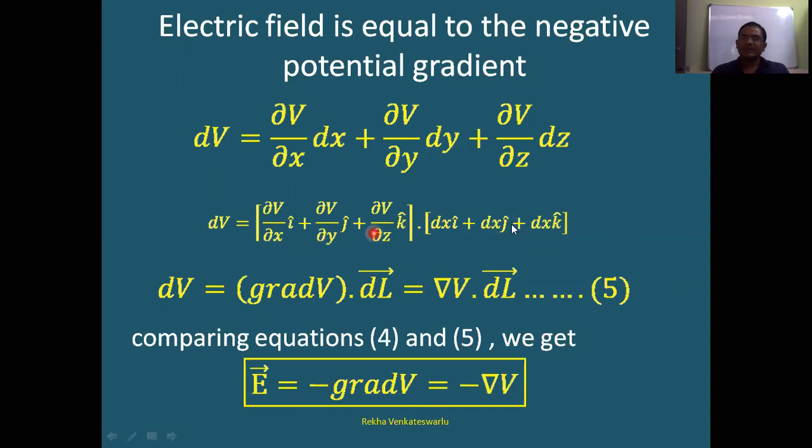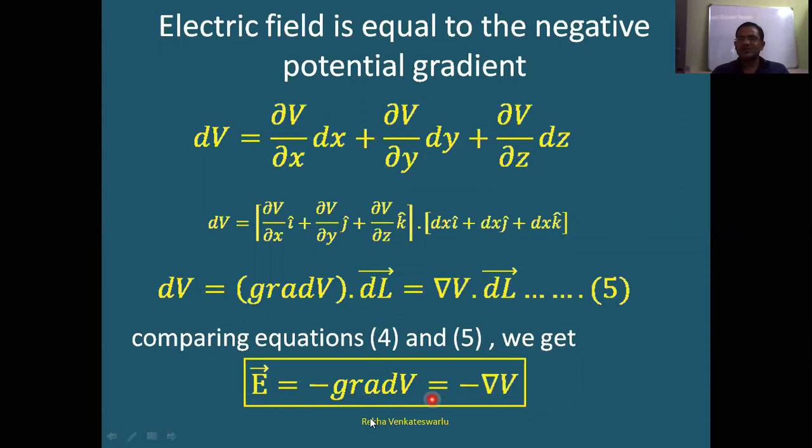This is the a bar dot b bar formula. If you do the dot product, you will get this: gradient of V, grad V dot dl bar, the small displacement dl bar, equation 5. By comparing equations 4 and 5: in equation 4, dV equal to minus E bar dot dl bar, and here dV equal to del V dot dl bar. Comparing these two equations, you will get E bar equal to minus grad V.